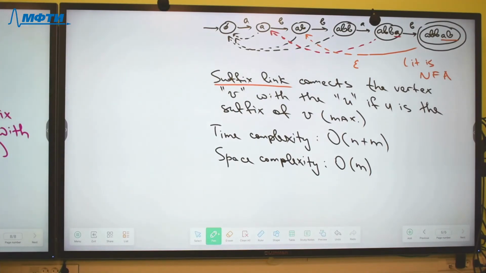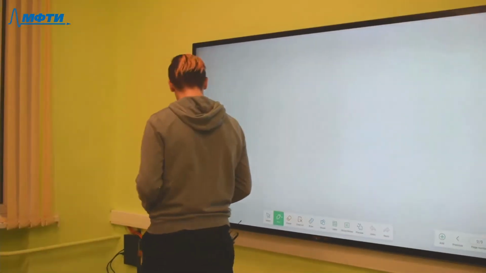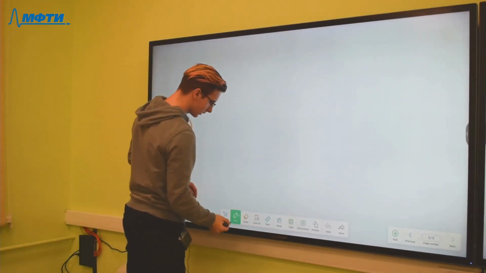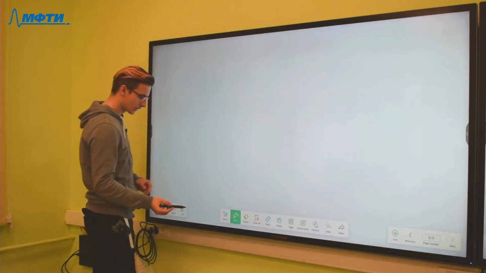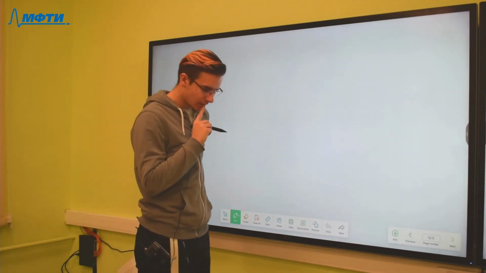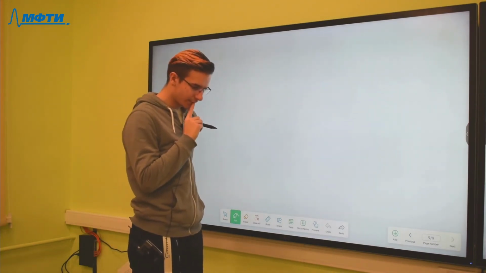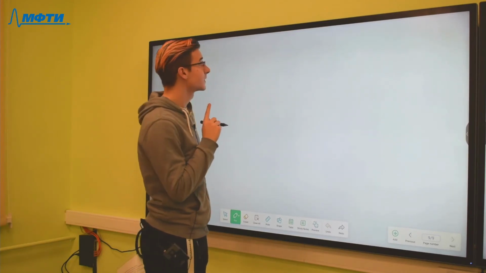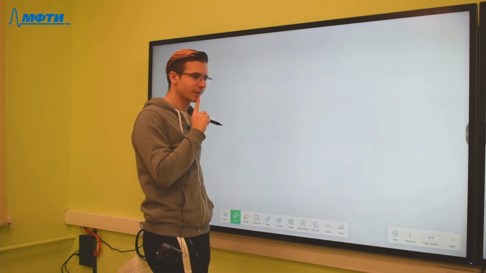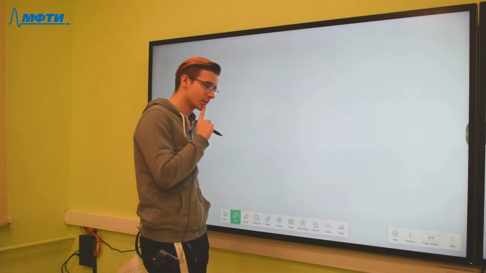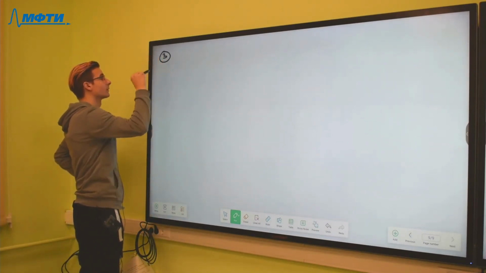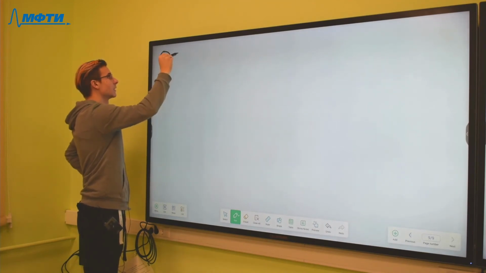So the next part is NFA. Now we talk about other types of finite automaton, and next time we talk about other algorithms that are connected with finite automata. So the third part is NFA.